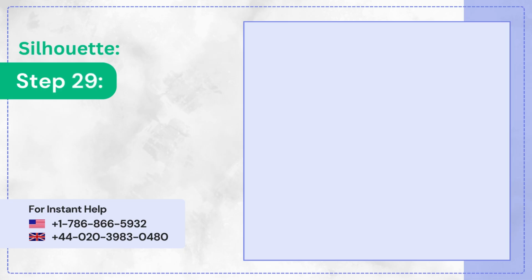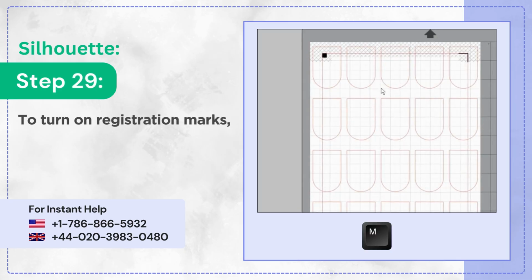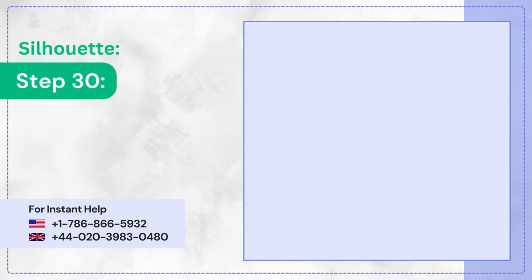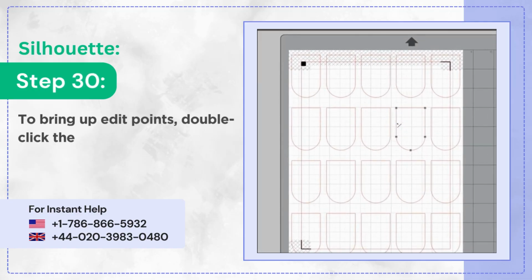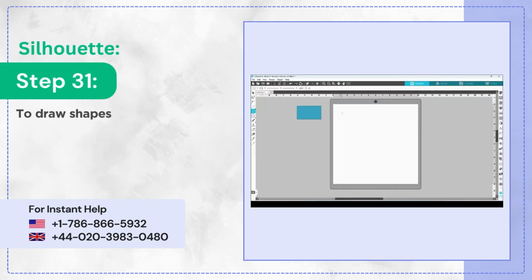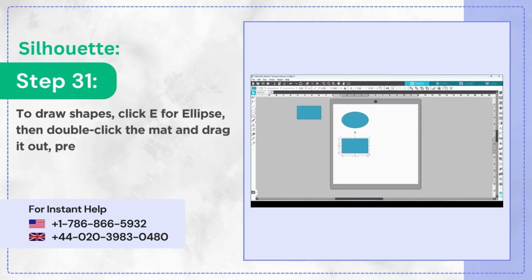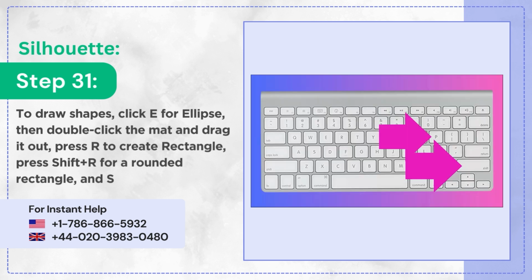Step 29. To turn on registration marks, press the M key. Step 30. To bring up edit points, double-click the object. Step 31. To draw shapes, click E for ellipse, then double-click the mat and drag it out. Press R to create rectangle, press Shift+R for a rounded rectangle, and Shift+P for polygon.